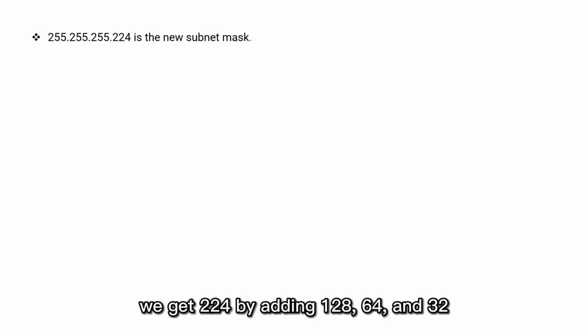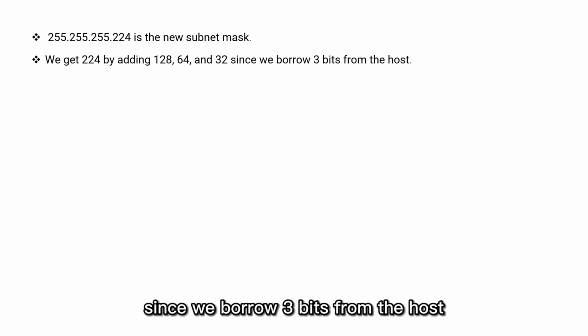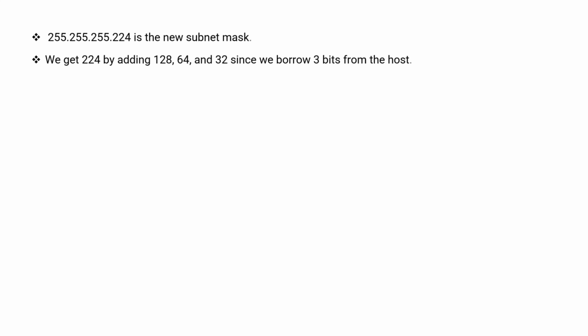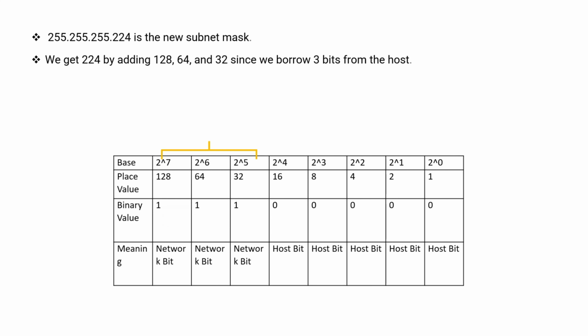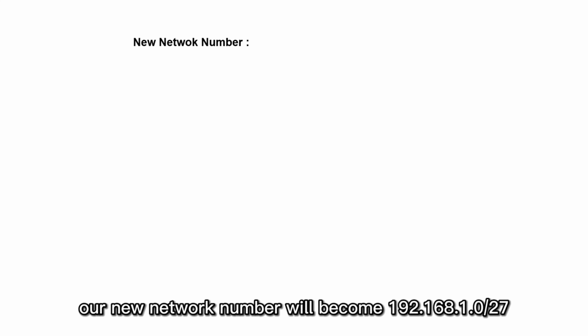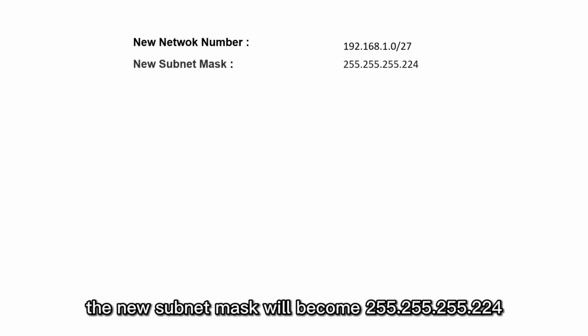So that 255.255.255.224 is the new subnet mask. We get 224 by adding 128, 64, 32, since we borrow 3 bits from the host. Then, our new network number will become 192.168.1.0/27.